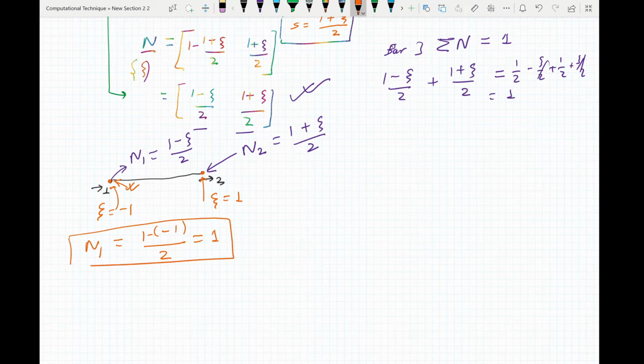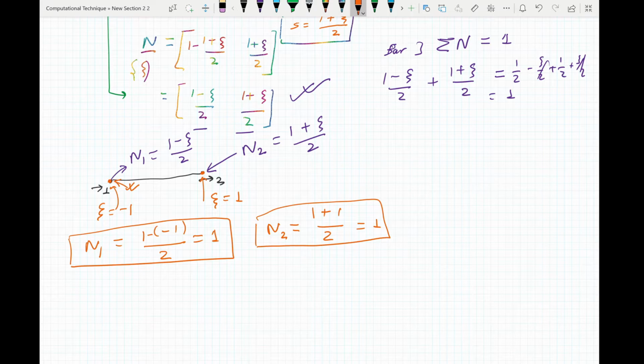This is another property of the shape function. And if you look at your degree of freedom 2, then your N2 will be given by (1 plus 1) by 2, that equals 1 again.